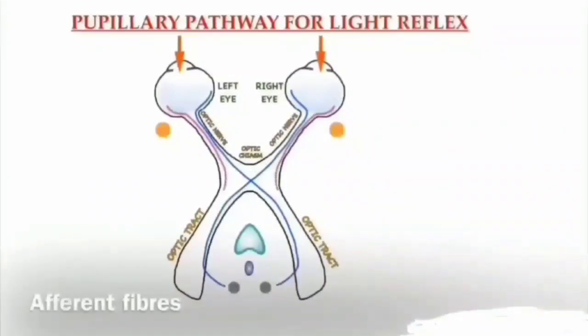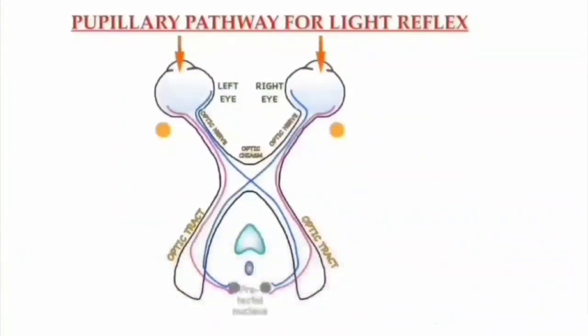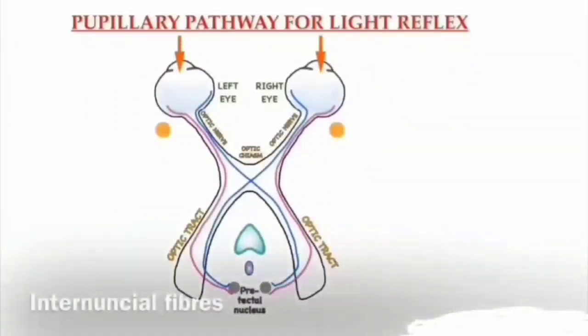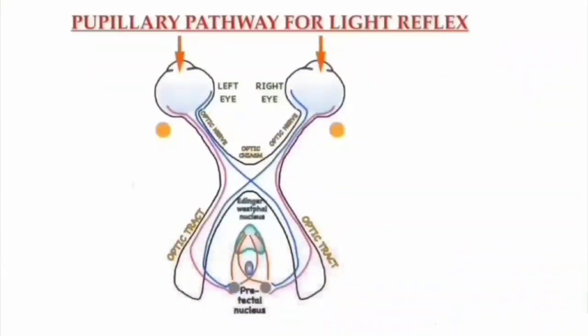Near the upper end of the tract, however, they part company with the visual fibers, and instead of running to the lateral geniculate body, they enter the pretectal region. Here, they are relayed in a small pretectal nucleus of the same side. These fibers that are running from the retina to the pretectal nucleus constitute the afferent fibers of the pathway of light reflex. Now, the internuncial fibers, that is, connecting fibers, connect each pretectal nucleus with Edinger-Westphal nuclei of both sides. This connection forms the basis of consensual light reflex.